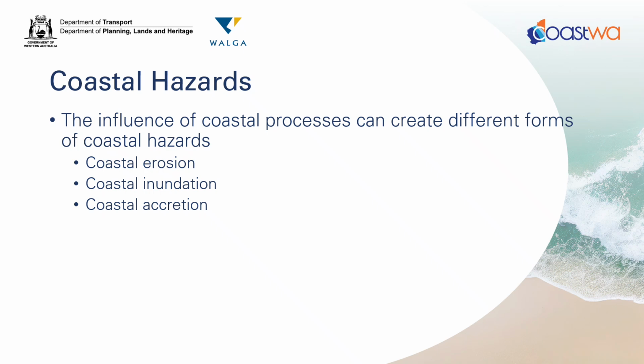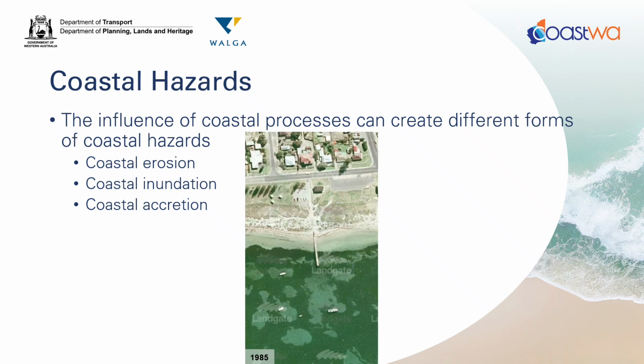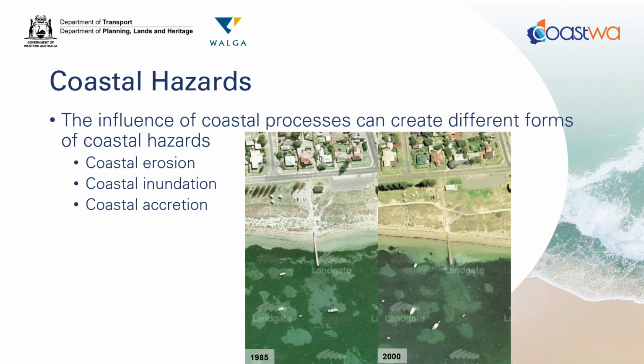Not so commonly thought of in terms of a hazard is coastal accretion. Just to give you an example of where accretion is a problem, this is a small jetty that was constructed in Rockingham, and you can see that jetty sitting there in 1985. We skip forward to 2000, that jetty is still there, it's still functioning. I believe it was used by fishing vessels and the like.